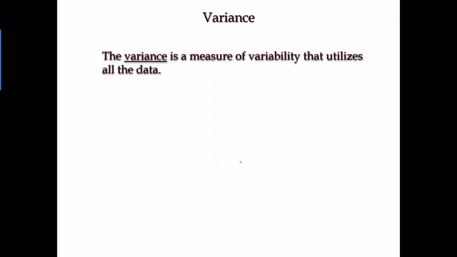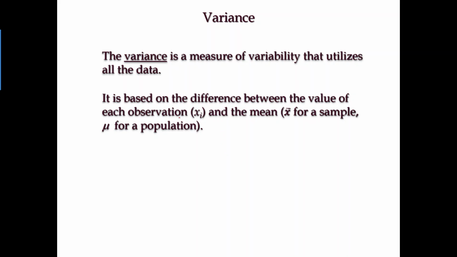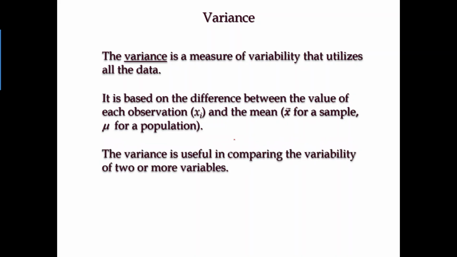Therefore, statisticians generated another statistic called the variance. So what is variance? The variance is a measure of variability that utilizes all the data instead of just two. It is based on the differences between the value of each observation, which is xi, and the mean. The variance is useful in comparing the variability of two or more variables.